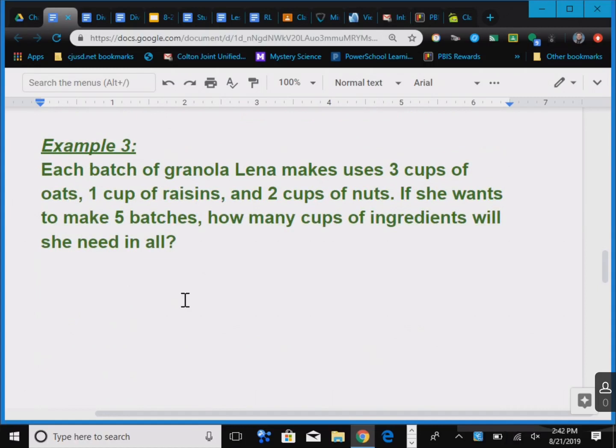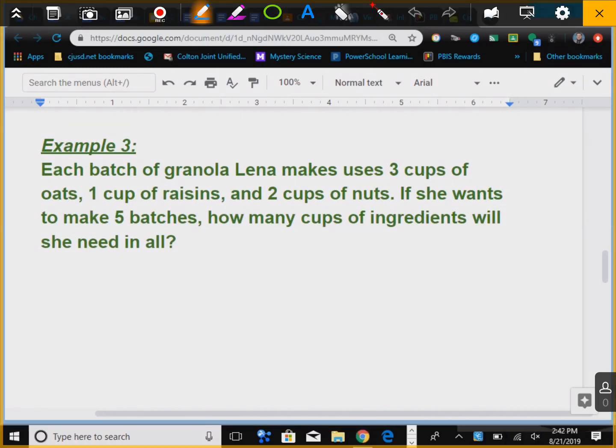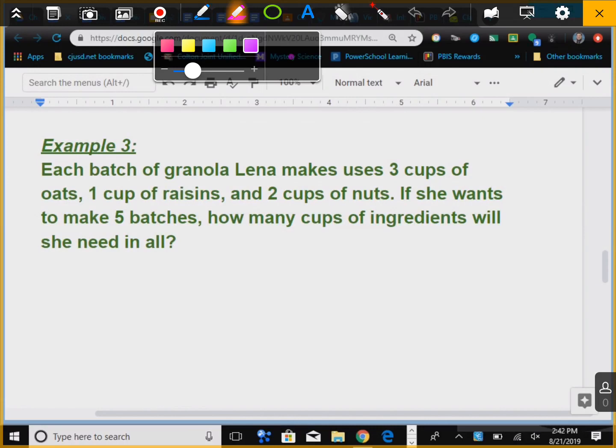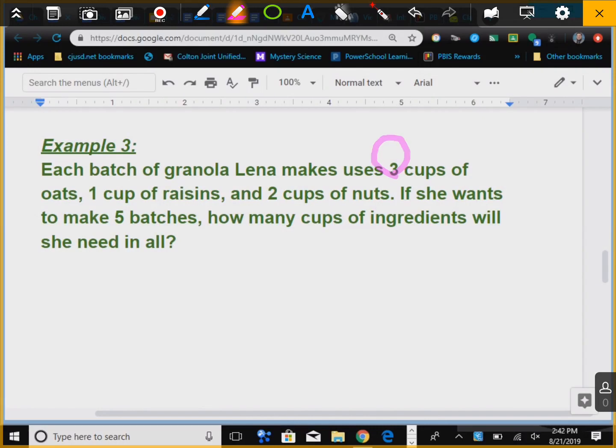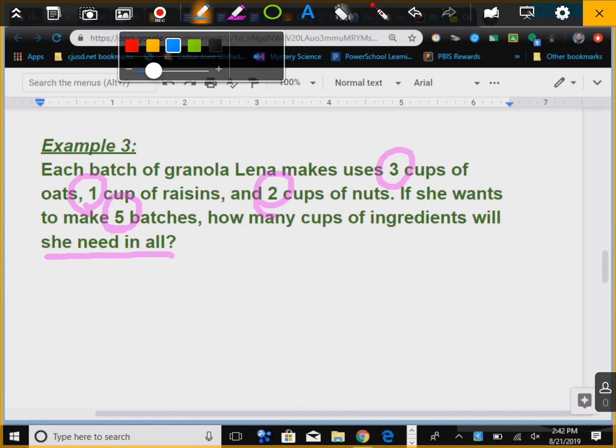Each batch of granola Lena makes uses 3 cups, I'm going to circle that, 3 cups of oats, 1 cup of raisins, and 2 cups of nuts. If she wants to make 5 batches, how many cups of ingredients will she need in all? Okay, I think that "in all" is very important, so I'm going to underline that.